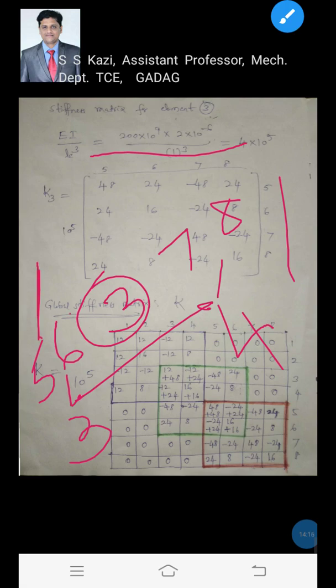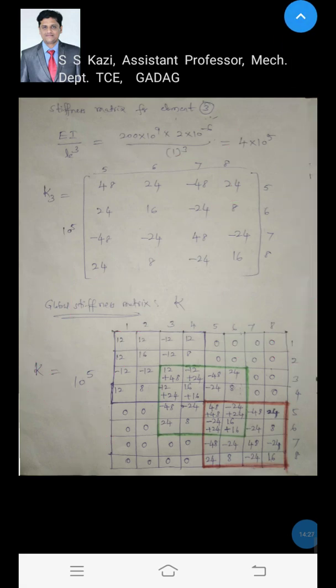DOF 5 is the deflection at node 3, DOF 6 is rotation at node 3, DOF 7 deflection at node 4, DOF 8 rotation at node 4. That's why I wrote here 5 6 7 8, 5 6 7 8.